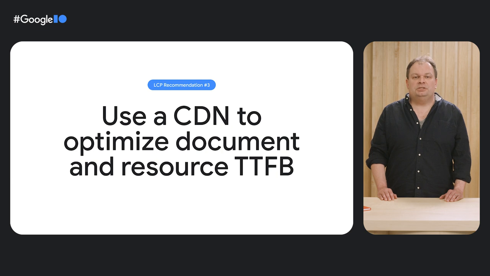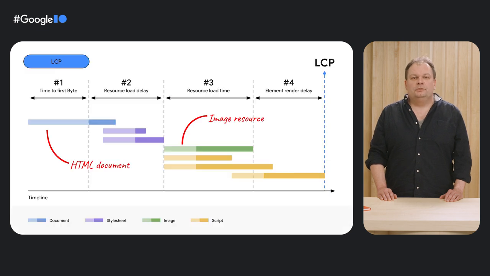The first two LCP recommendations are about how you can structure your HTML to make LCP resources discoverable and prioritize their download. However, this depends on having the HTML in the first place. So the last recommendation is about getting that as quickly as possible by using a CDN to optimize time to first byte, or TTFB. The browser cannot start loading any sub-resources until it receives the first byte of the initial HTML document response. The sooner you can get those first bytes to the browser, the sooner the browser can start processing it, and everything else can start happening as well.